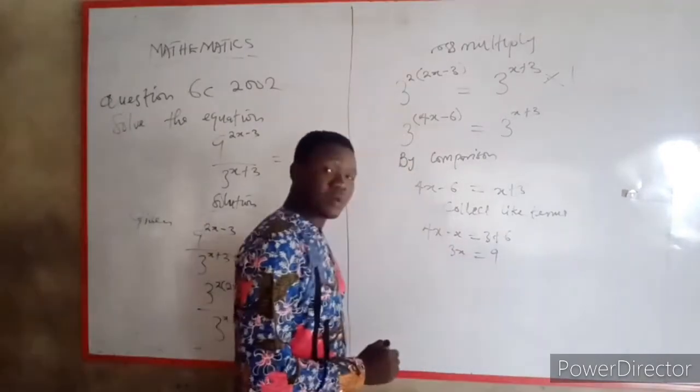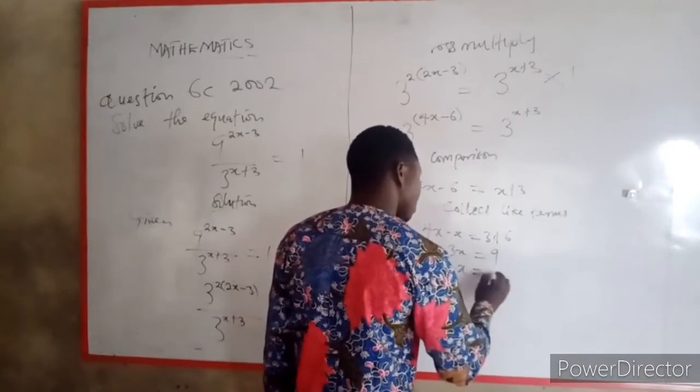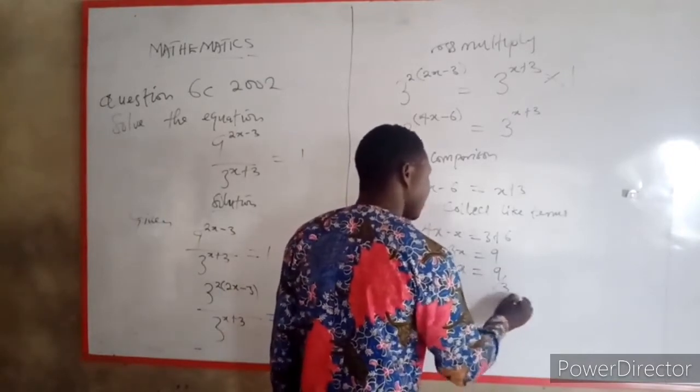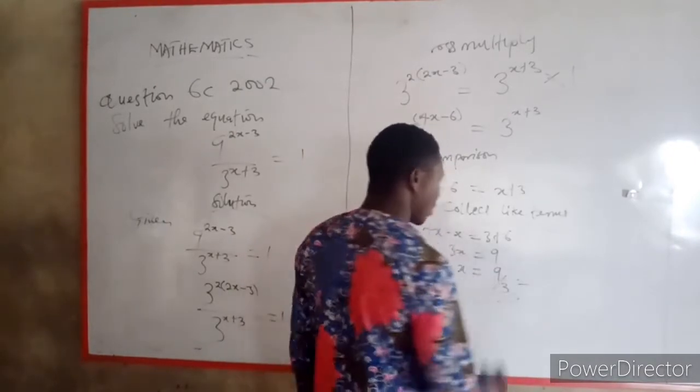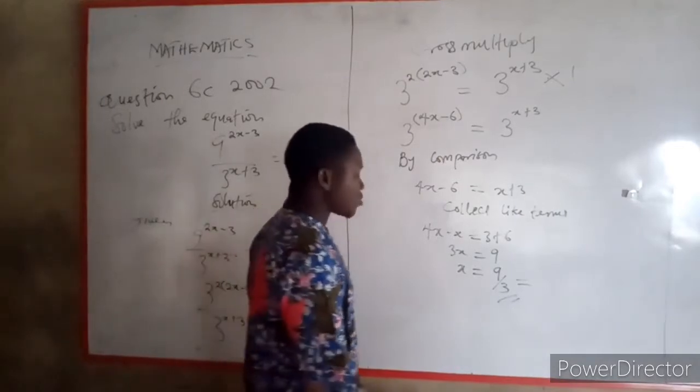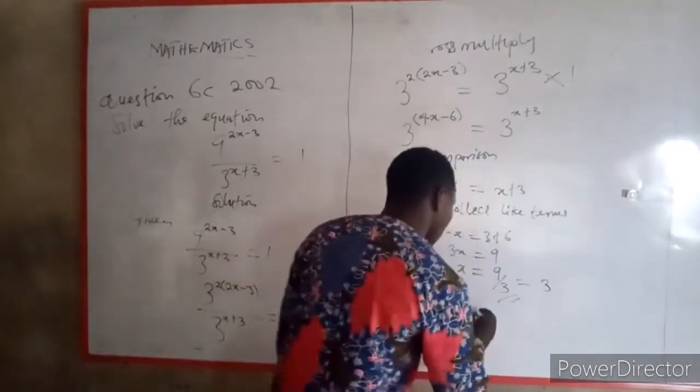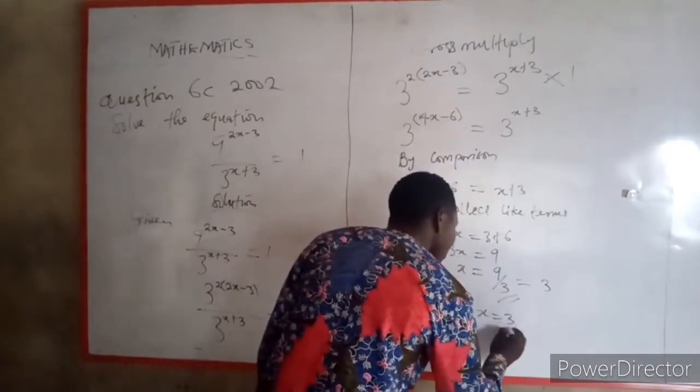So x becomes 9 divided by 3. Okay? So we can divide further. This will give us 3. So x becomes 3. So that's the final answer.